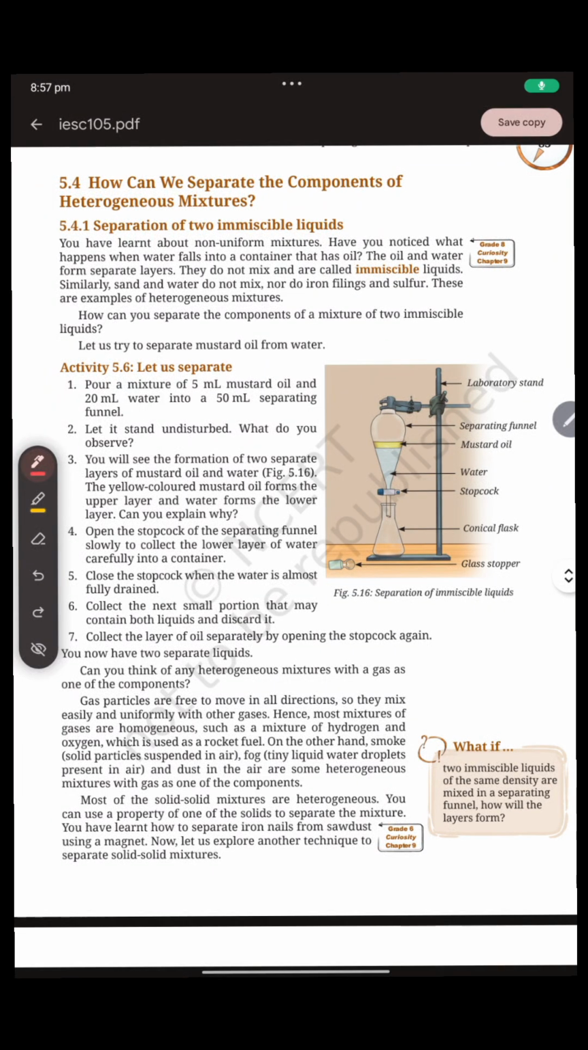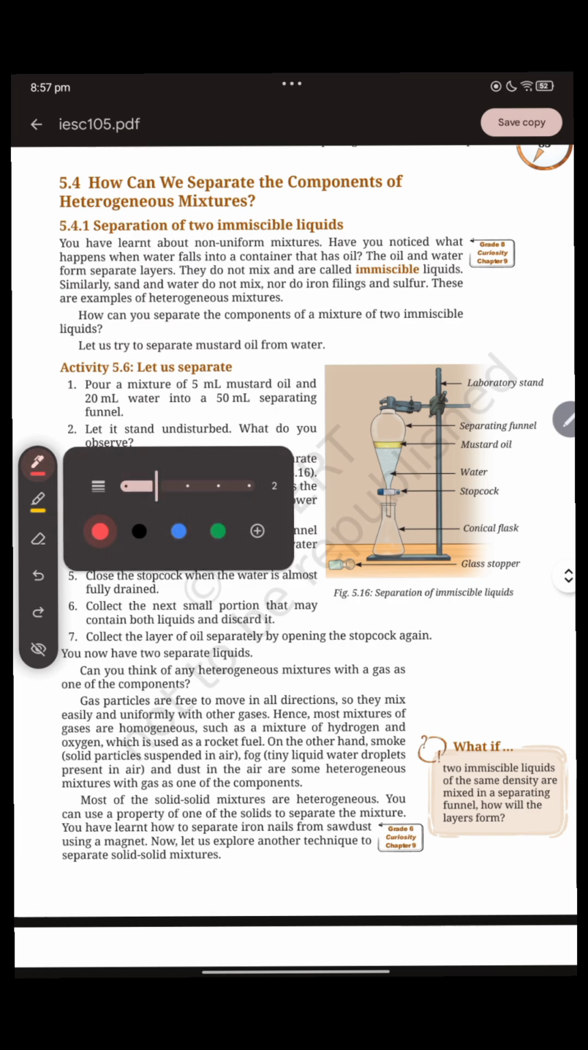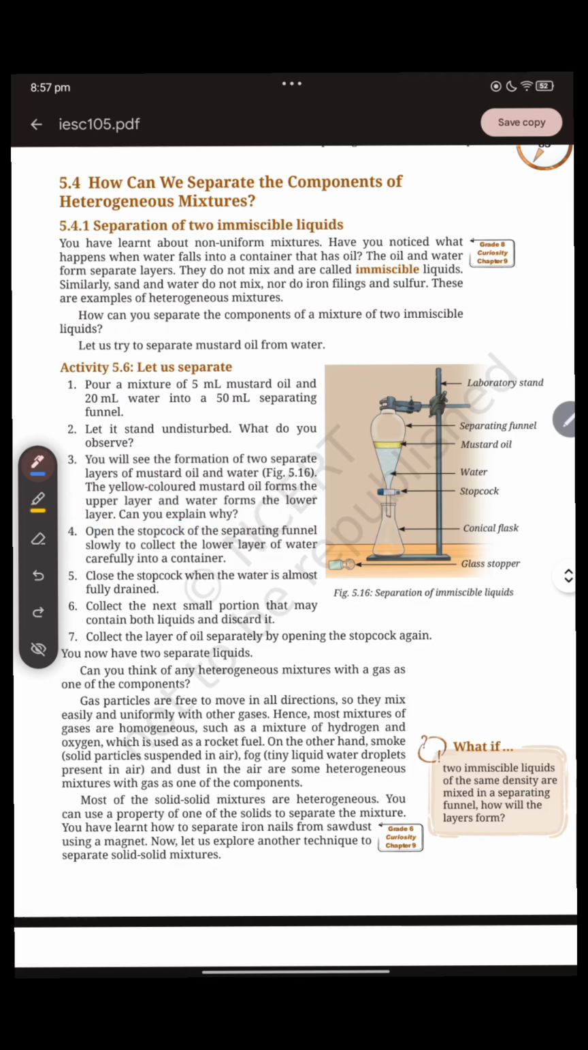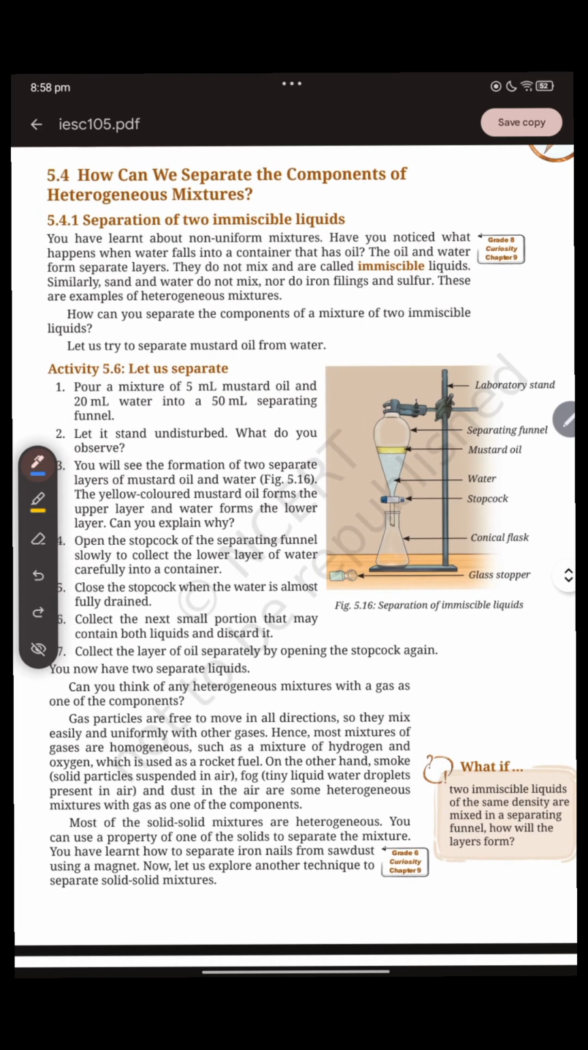Separating components of heterogeneous mixtures. What are heterogeneous mixtures? Heterogeneous mixtures are those mixtures where the components do not mix completely, or we can say that the components after mixing don't have uniform composition throughout. That is what is known as a heterogeneous mixture.